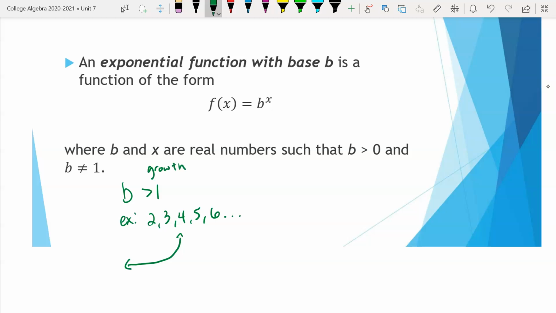So that's the general shape of an exponential growth equation. If it's between 0 and 1, examples that you normally see would be a fraction like 1/2, 1/3, and so on. It's going to look like this. That's going to be exponential decay. So again, that's just the general shape of your graph, and we're going to do some examples so you'll see those.